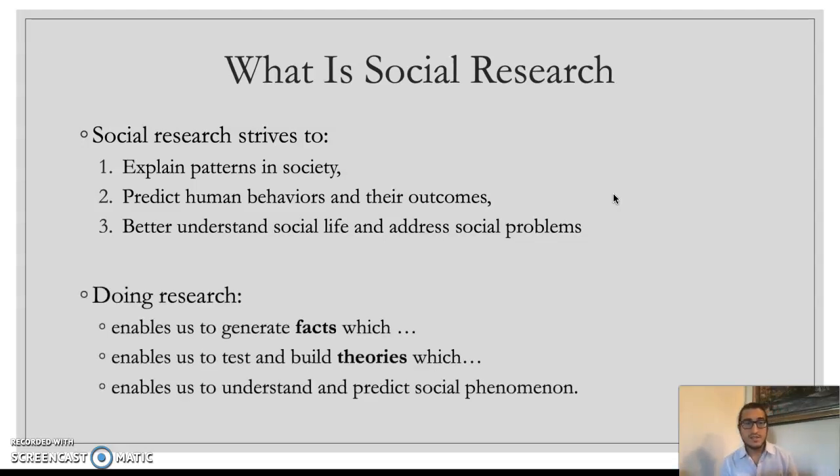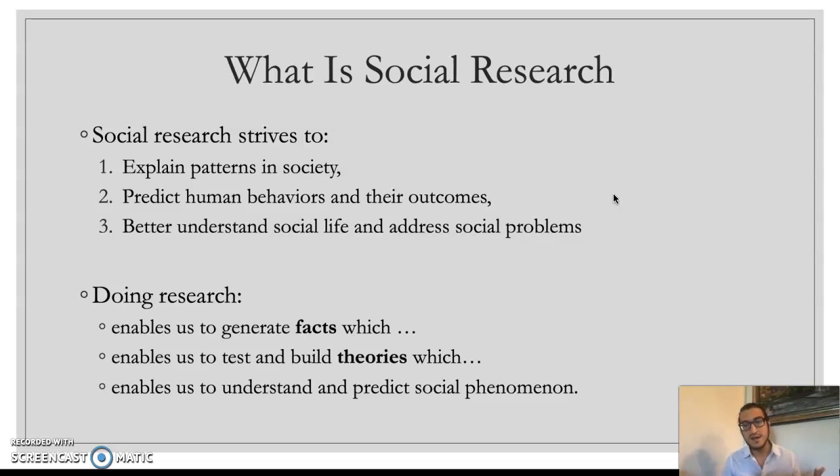Doing research enables us to generate facts, which enables us to test and build theories, which enables us to understand and predict social phenomena. So like I said, this ability to generate facts, to call something a truth or to say that it's a fact, requires a really rigorous research process. And when we generate enough facts, it enables us to build and test what we'll call theories.